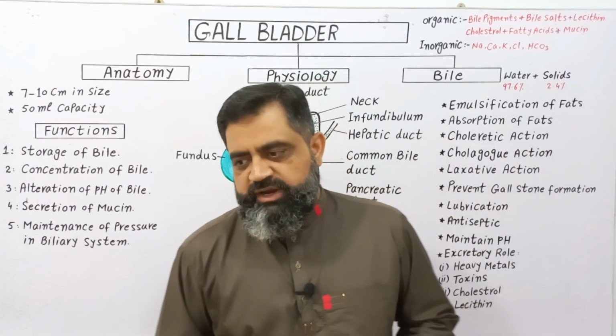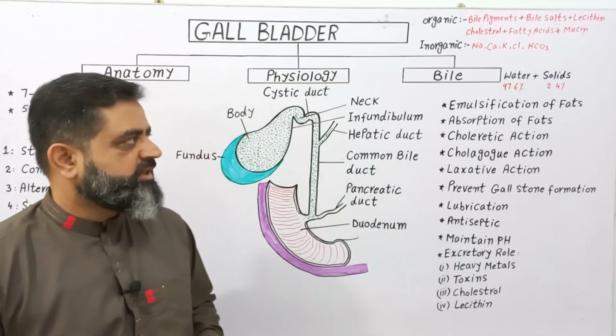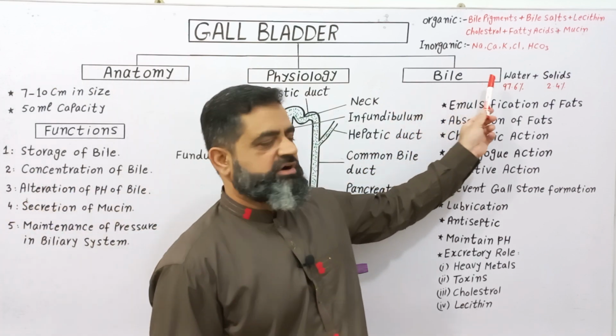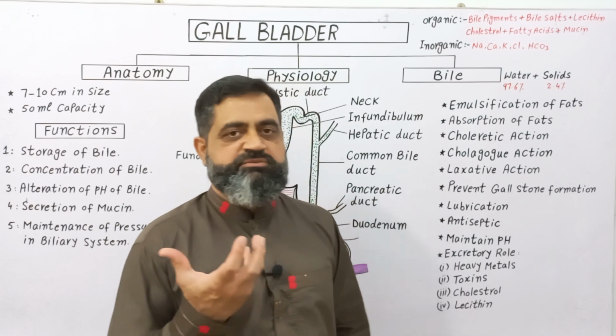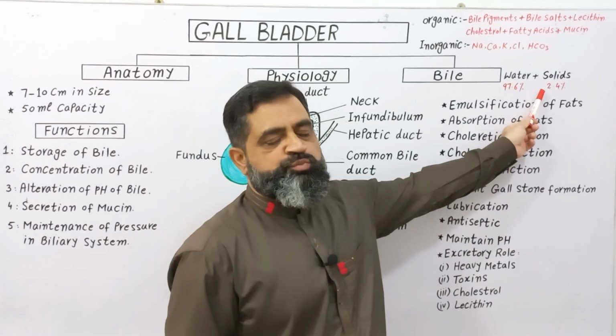Now we are going to look at the composition of bile. Bile is usually composed of water, which is 97.6%, while it also contains some solids, which are 2.4%.